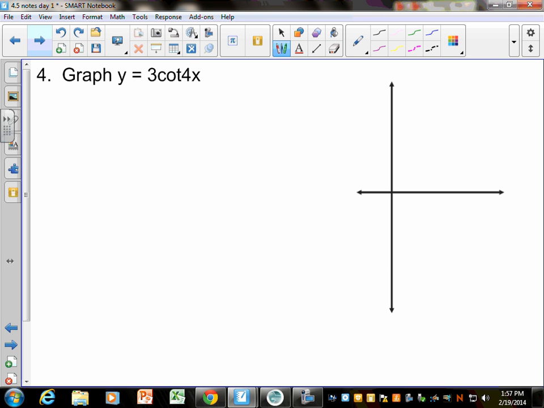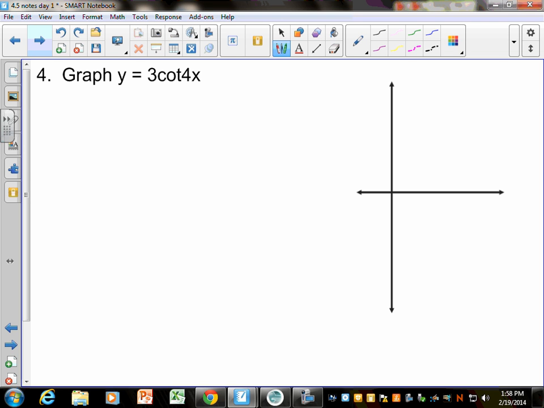Couple things to notice right away. There's a 3 in front of that. What's that mean when I make my little S shape? It's going to stretch. So instead of going to 1 and -1, I know right away when I see that, oh, it's going to go up to 3 and down to -3. So it's going to stretch that S shape out.